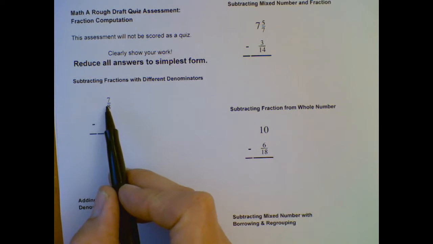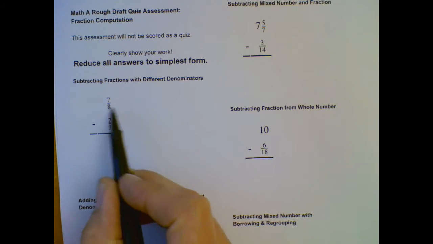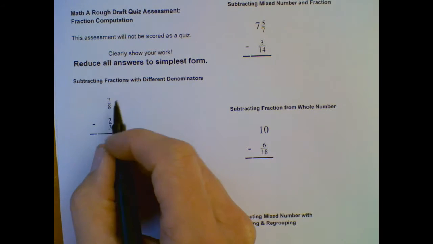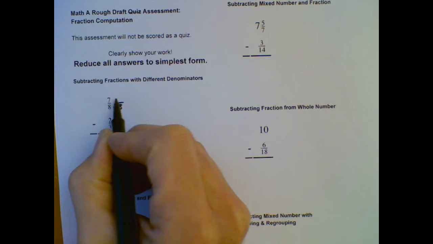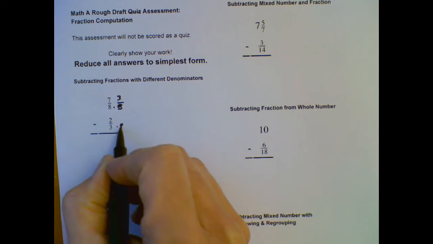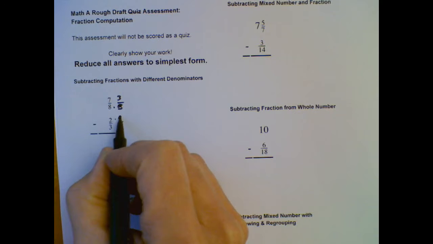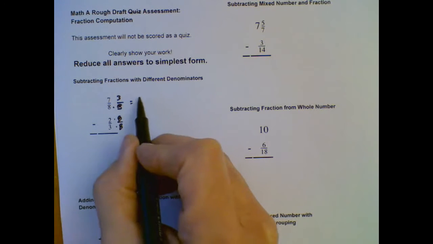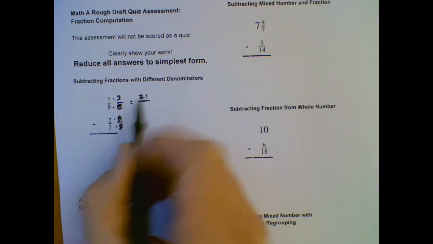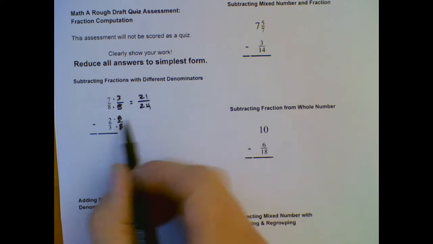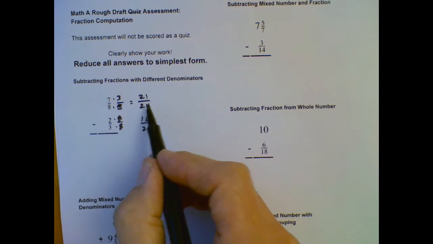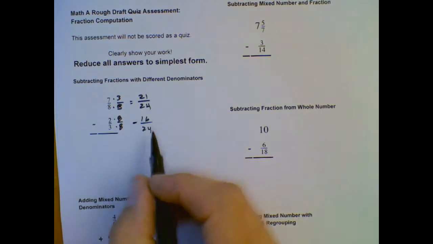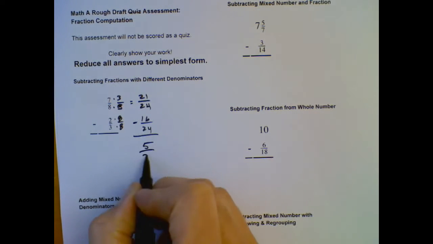First problem is 7/8 minus 2/3. Since the denominators are different, we have to make the denominators the same. In this case, I will simply multiply each fraction by the other fraction's denominator. That always works. When I do that, 7 times 3 is 21, 8 times 3 is 24, 2 times 8 is 16, and 3 times 8 is 24. So I have 21/24 minus 16/24, which is 5/24.